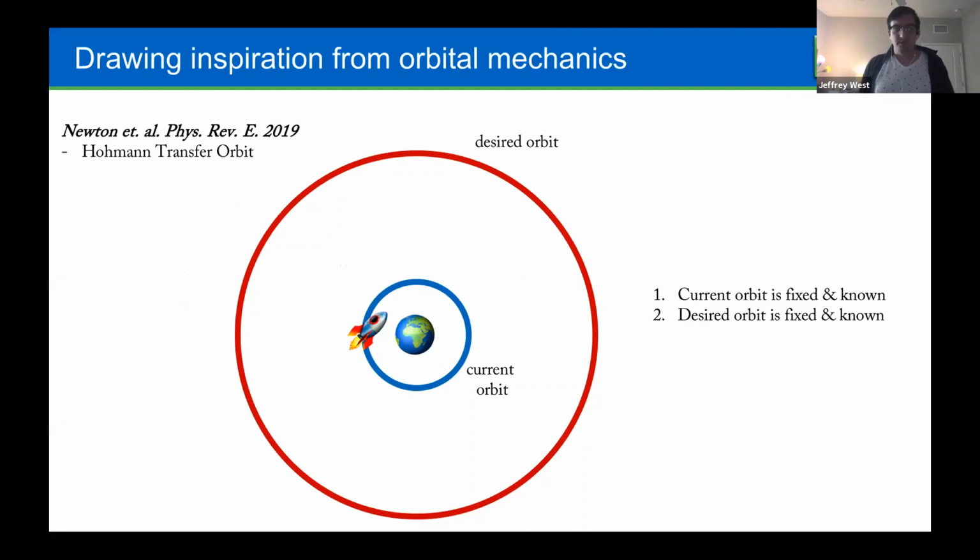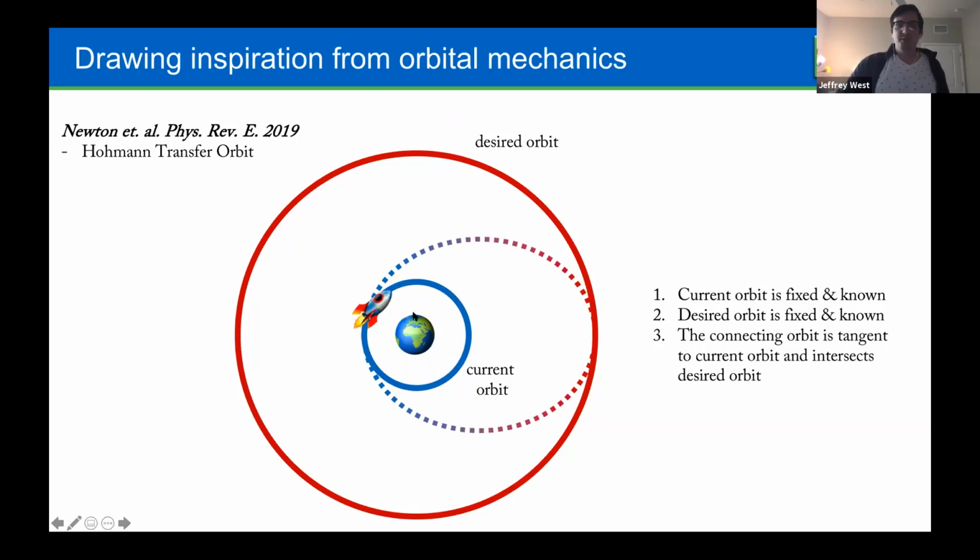So let's say we have a rocket ship orbiting the Earth, and we have some current orbit. But what we actually want to do is enter a desired orbit, which is further out from the Earth. This has been well studied in orbital mechanics, and one of the optimal ways of doing this is called a Hohmann transfer orbit, where there is a connecting trajectory which is tangent to your current orbit, tangent to your final desired orbit, and intersects both. And so the rocket ship can land directly on that desired orbit with the minimal energy used.